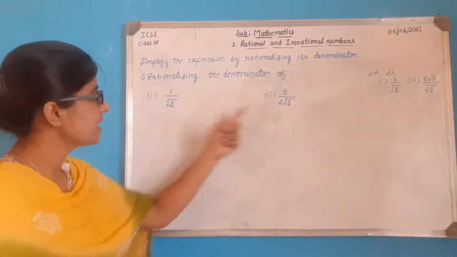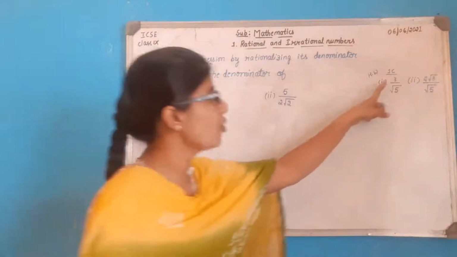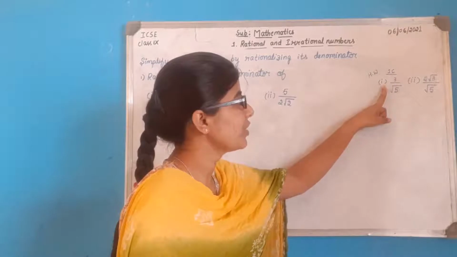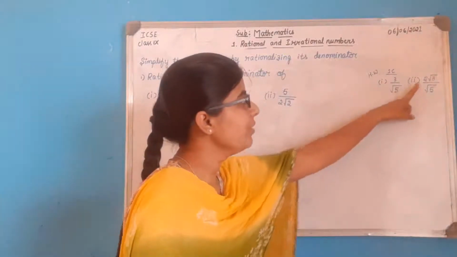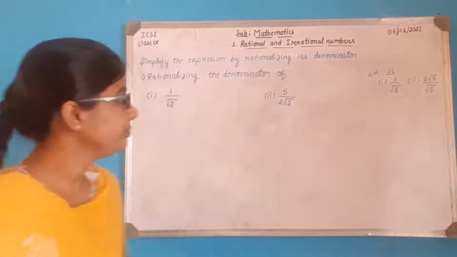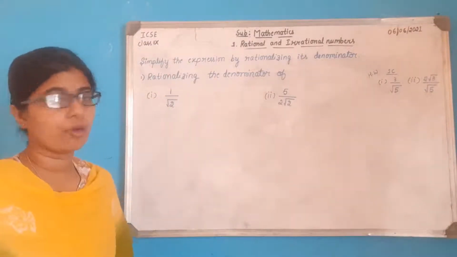If you understand these two problems, you can solve the problems given in exercise 1C, that is, the first one 3 by root 5 and the second one 2 root 3 divided by root 5. So let us solve these problems.